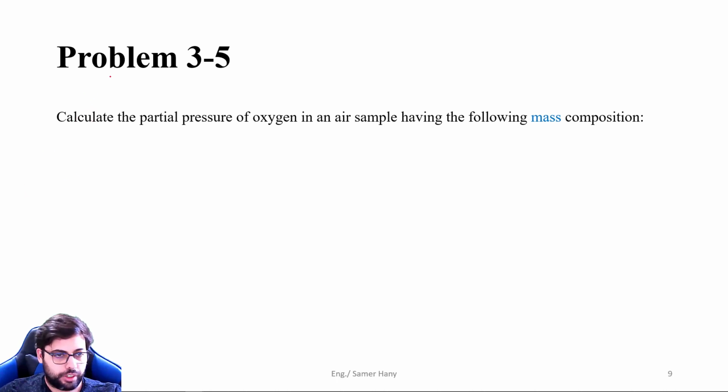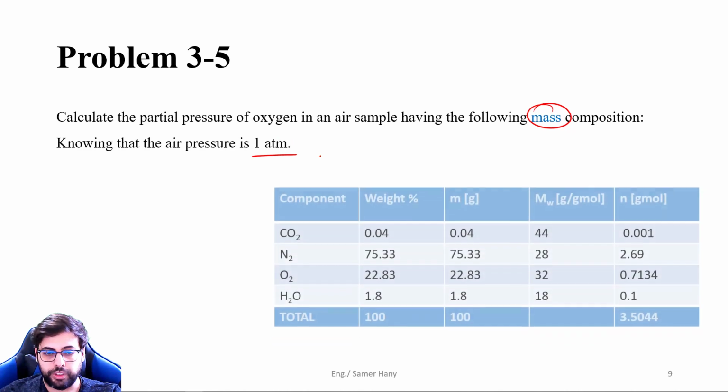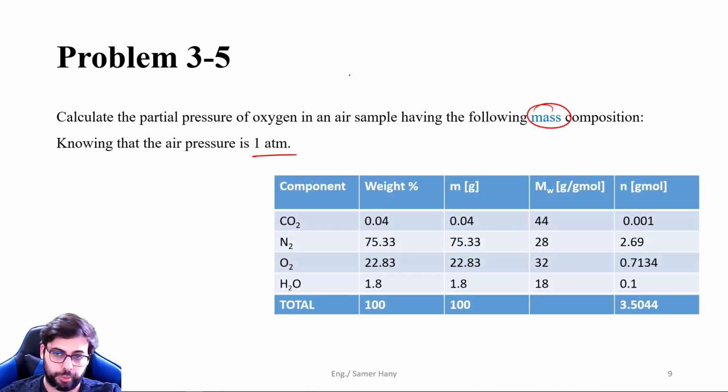So the first question for that part says, calculate the partial pressure of oxygen in an air sample having the following mass composition. Okay, and this is mass composition or weight percent like last time. So knowing that the air pressure is 1 atmosphere, we'll need to convert this into molar, right? We need this in molar instead of mass because all of the relations we're using are built for the molar quantities. So these are the givens.